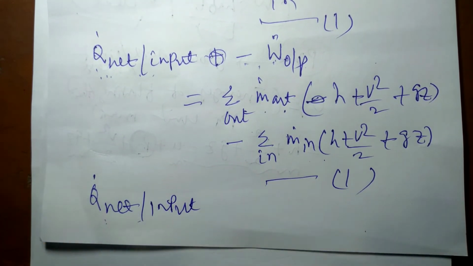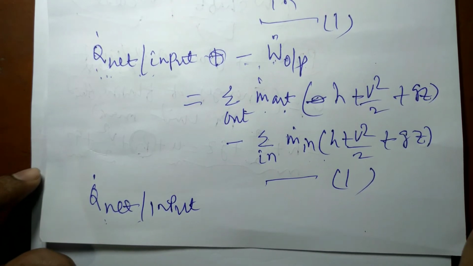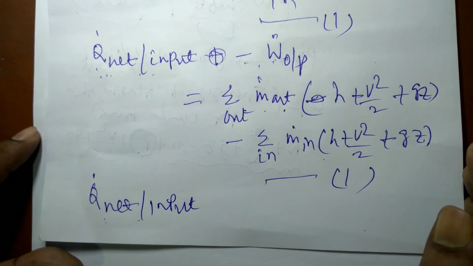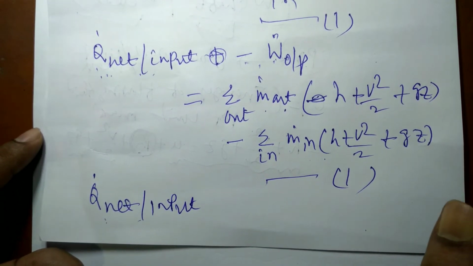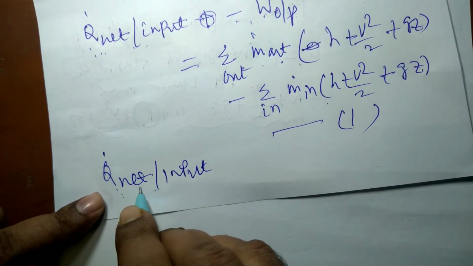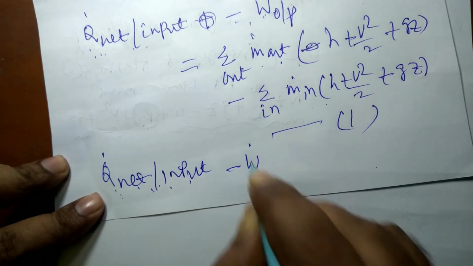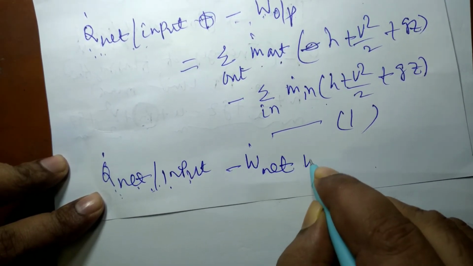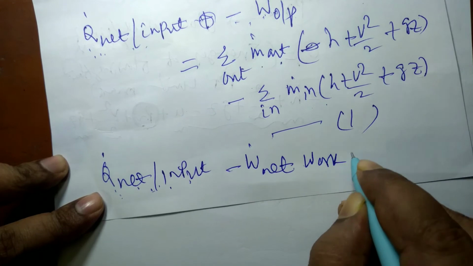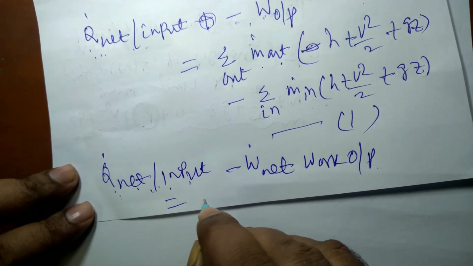Suppose at the inlet 10 kilojoule of heat is entering the control volume, and at the outlet 5 kilojoule of heat is leaving the control volume. That means the net heat input will be 10 minus 5, that is 5 kilojoule. That is what we have to understand. So Q dot, net heat input, minus W dot, net work output, net work done by the system, is equal to m dot.